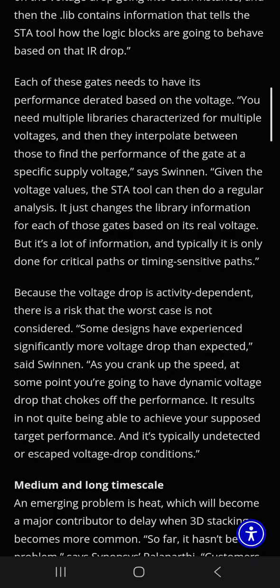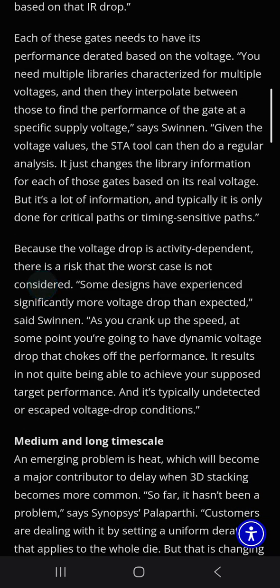Because the voltage drop is activity dependent, there is a risk that the worst case is not considered. Some designs have experienced significantly more voltage drop than expected, said Swedish. As you crank up the speed, at some point you are going to have a dynamic voltage drop that chokes the performance. The result is not quite being able to achieve your target performance, and it's difficult to detect or escape the voltage drop conditions.